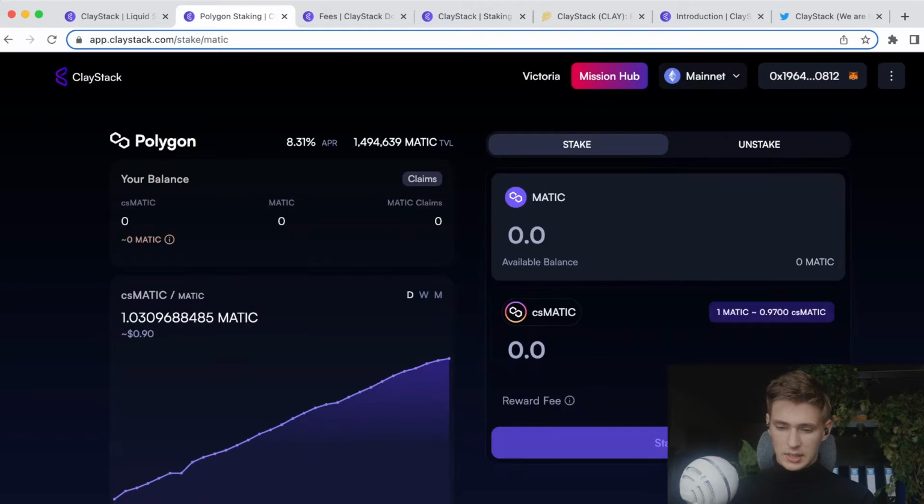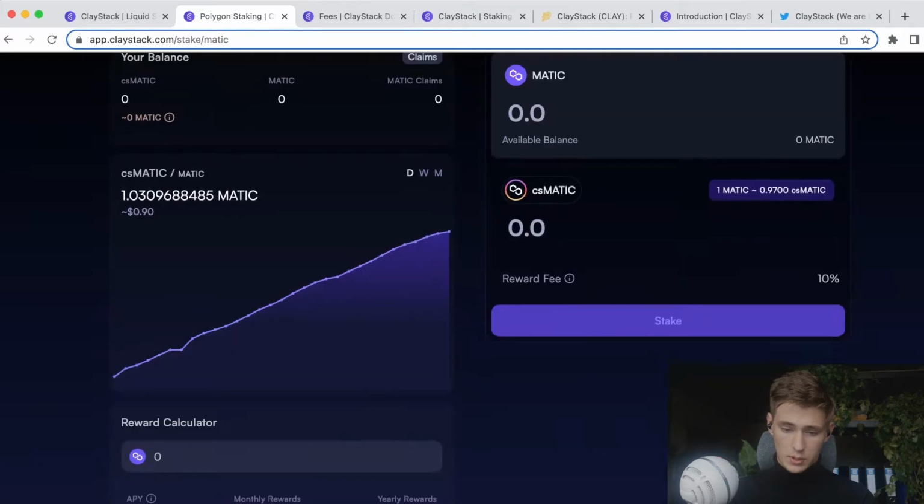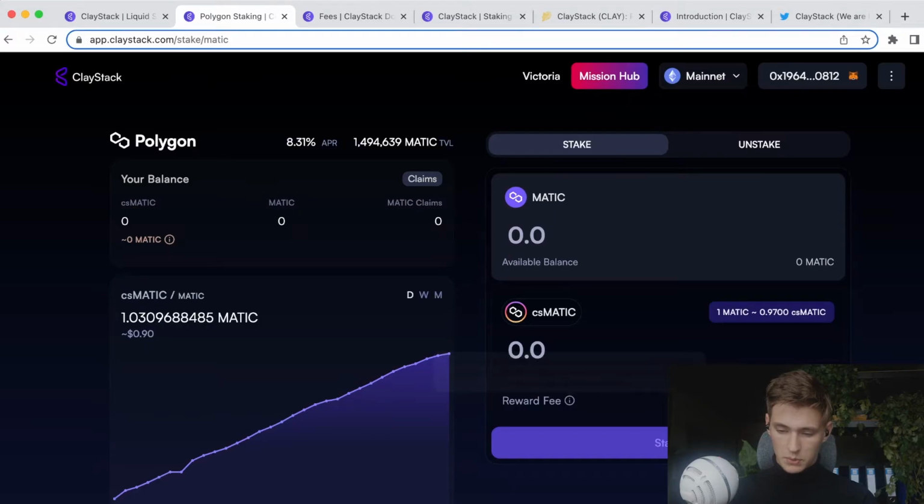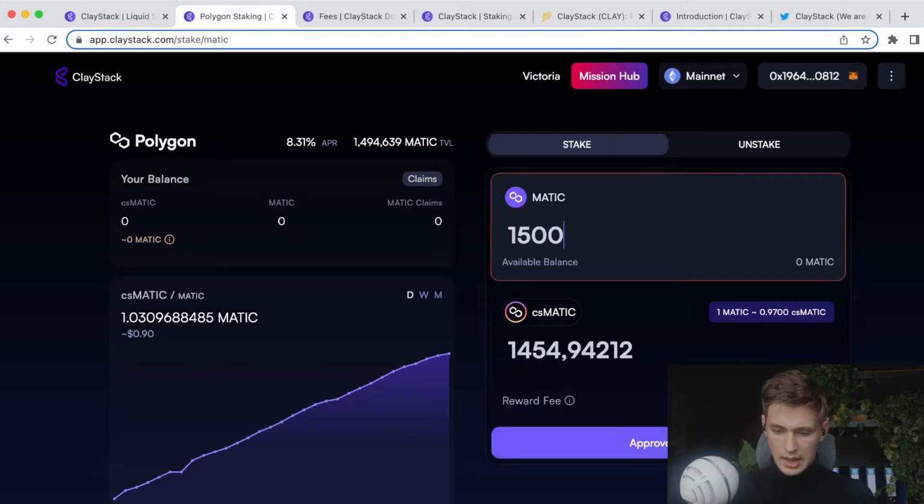If you, for instance, let's say click on Ethereum, over here, once again, connect your wallet and you can stake or unstake. Over here, you see all of the information that you could ever want, and the reward fee over here at 10%. You can type in whatever you want. And here you can see the transformation from Matic to CS Matic. You can see that this is actually a smaller amount, but of course, holding these tokens will give you rewards.